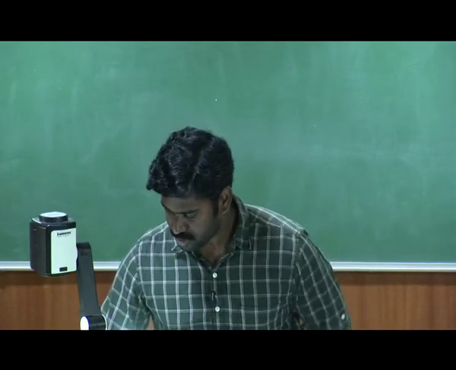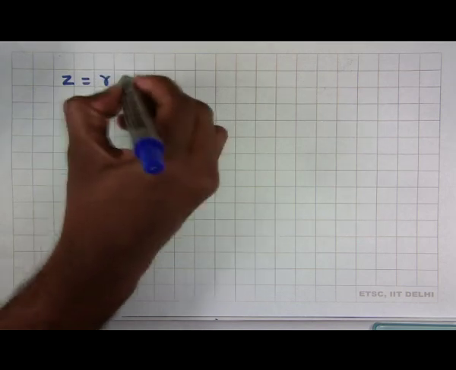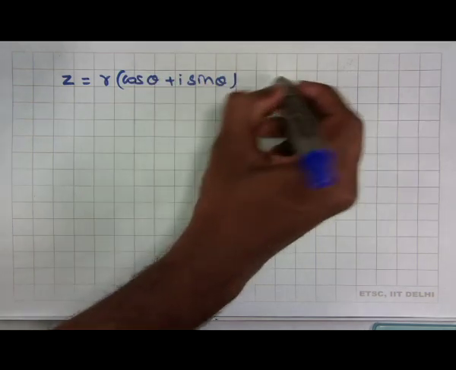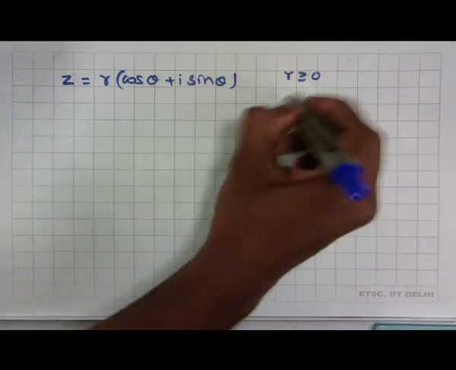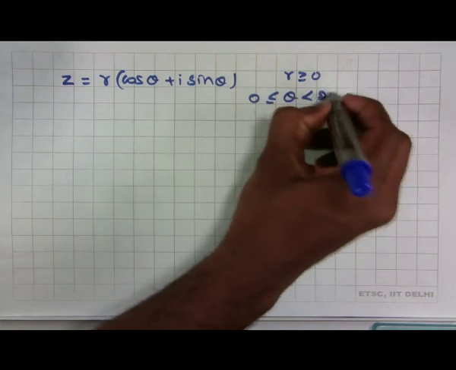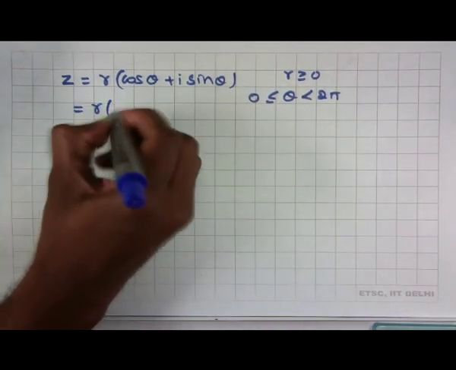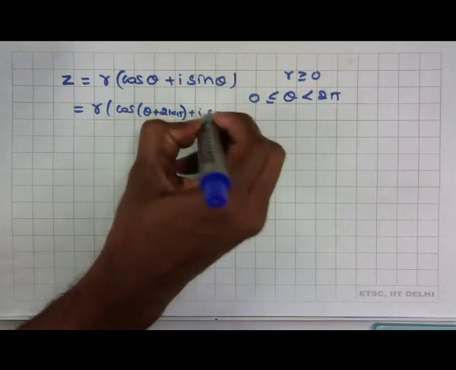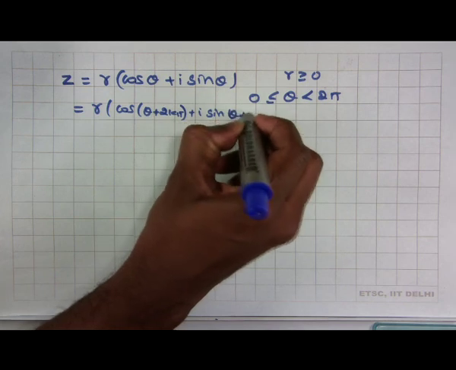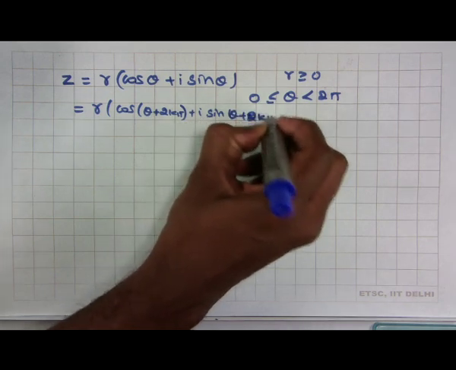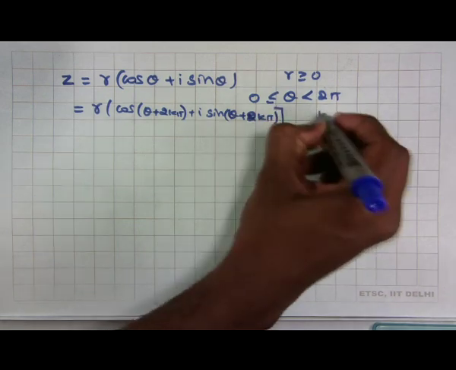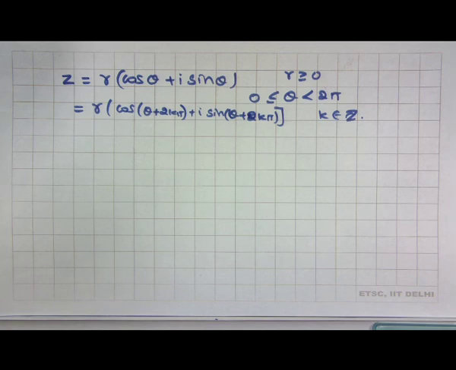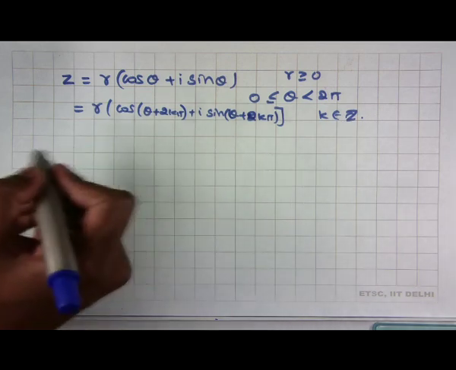Now again, just to repeat, z has the polar representation r (cos theta plus i sin theta). To make a unique representation, we restrict ourselves to theta values 0 to 2 pi, and what we observed is it can be theta plus 2 k pi with k varying over the integers. Now, what are the results we discussed in the last class?